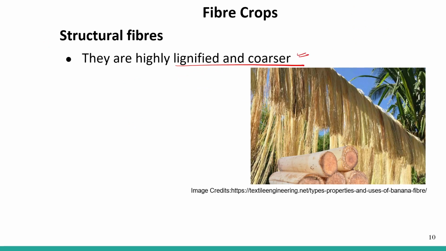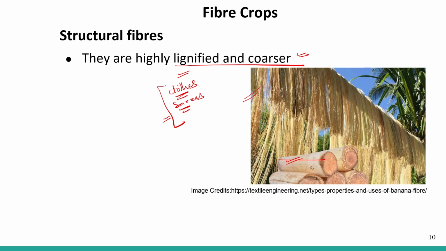So we can see here the banana stem and the leaves, from which the fibers present in them are taken out, and we all know that these banana fibers are very important. These are also used for making clothes, saris, and other dress materials, right? So these structural fibers are very important, and we all know that every part of the banana is useful.